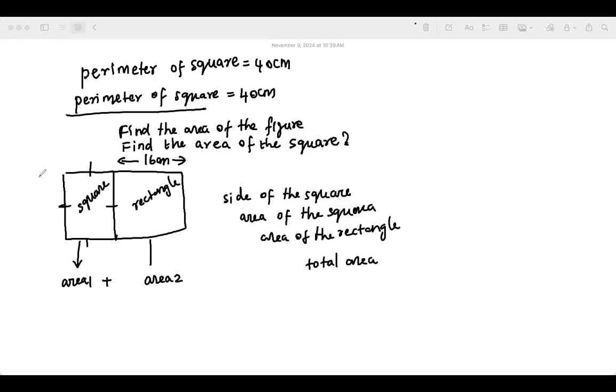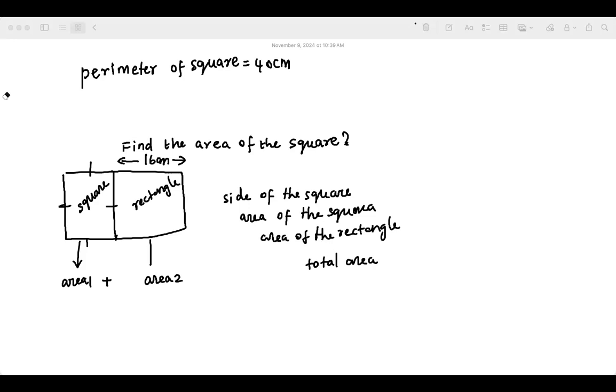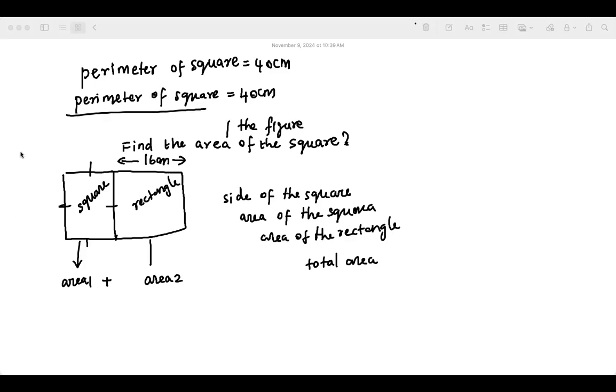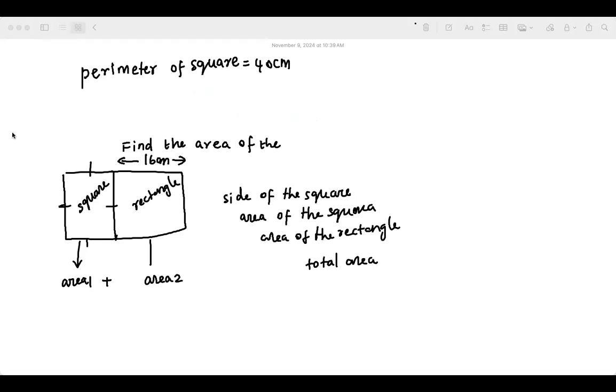Is it better? This is the question. Okay, the rest of it is for you, for my meaning. I'm guiding you so you can do it. Go ahead. This is the question, that's all. Perimeter of the square is 40 centimeter. Find the area of the, I made a mistake. Hold on. Okay, find the area of the figure. Can you do that for me? You don't need any of these. Let me erase everything. I gave you clues.